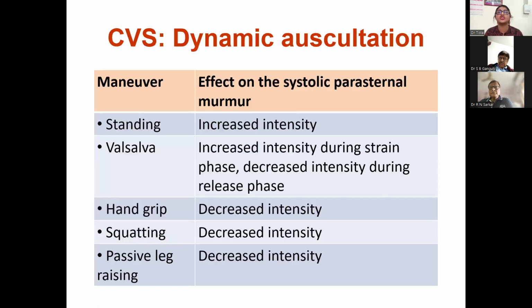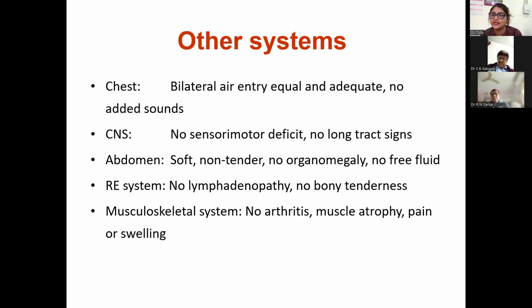So summarizing my findings of dynamic auscultation, we basically saw the effect of the dynamic auscultation on the intensity of the systolic parasternal murmur. On standing, the murmur increased in intensity. On Valsalva, there was increased intensity during the strain phase and decreased intensity during the release phase. On hand grip, there was decreased intensity. On squatting, the intensity decreased, and on passive leg raising, the intensity decreased. Now coming to the other systems, the findings were unremarkable.